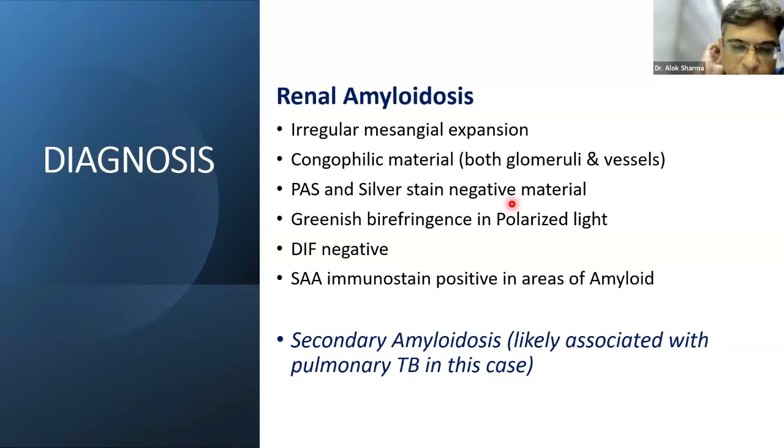So routinely, if you have to subclassify amyloidosis, what all stains do you do? Okay. So at a practical level, the first step in typing amyloid is your immunofluorescence.